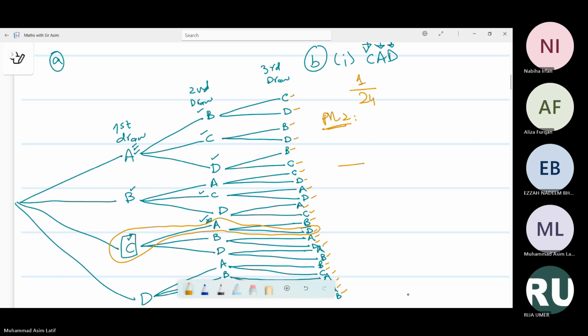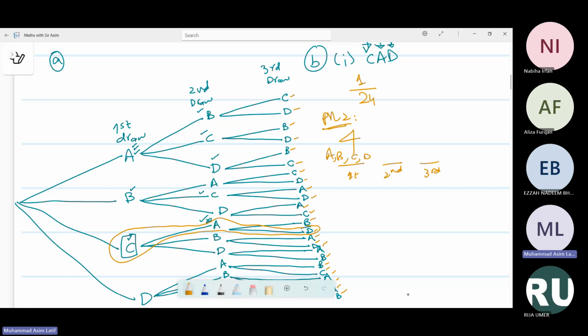There are first draw, then second draw, then third draw. How many possibilities are there for the first draw? Either it could be an A or a B or a C or a D. So we have got 4 choices for the first draw.